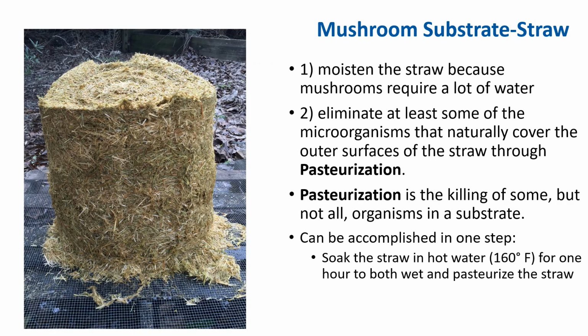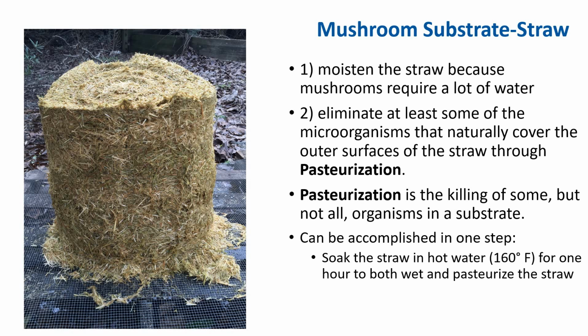So we will assume that you successfully cut your straw to 4 to 6 inch pieces. Next, we need to moisten the straw because mushrooms require a lot of water. And two, we need to eliminate some of the microorganisms that naturally cover the surface of straw. So there's a lot of ways to do this, but eliminating many of the mold and bacteria on the straw is necessary to give the oyster mushroom an edge in the race for nutrients on the straw. So once the straw is wet, the race is on. A lot of microbes need water to grow. So once you wet it, it's competing with other microbes.